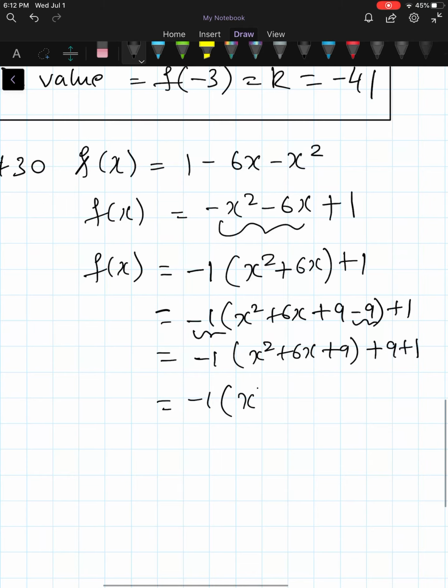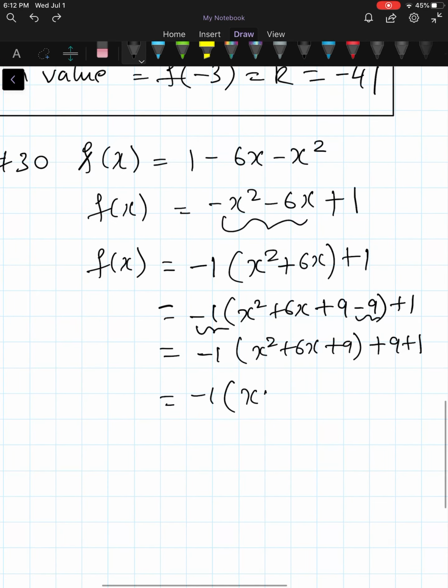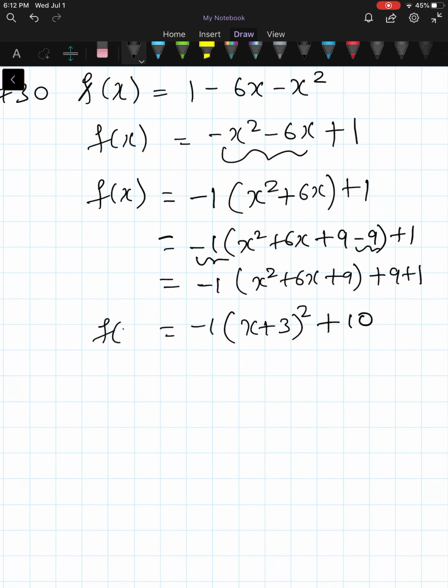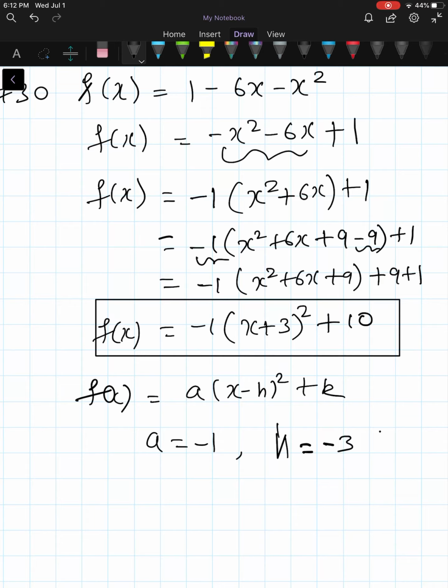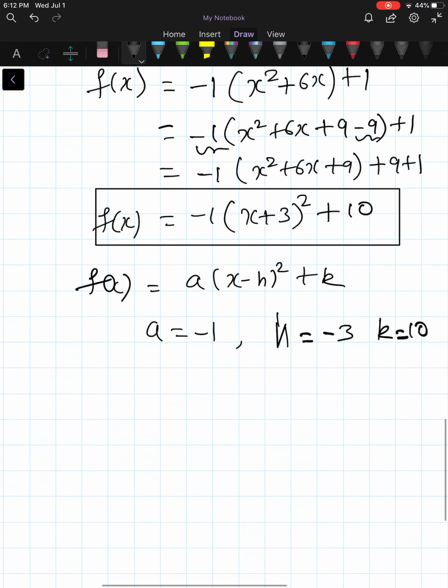Okay, so this will be negative 1 times x plus 3 the whole square plus 10. Correct? So this is actually the standard form of the equation. If you compare with the standard form, f of x is equal to a times x minus h the whole square plus k, you have a equal to negative 1, h equal to negative 3, and k equal to 10.